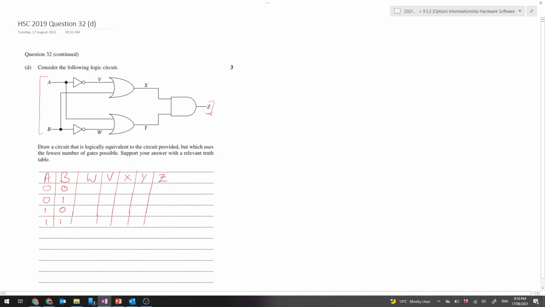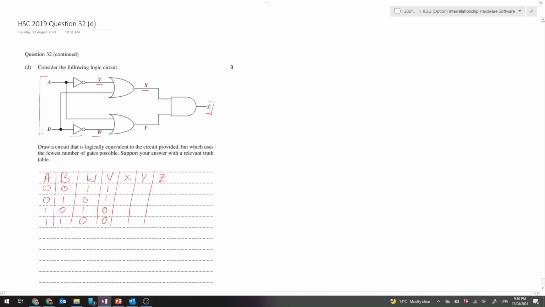So let's start with W, our next column along. And W is inverted from B. So we're just going to take B and invert it. So 1, 0, 1, 0. So just invert B. We'll go to our next column, V. If we look at V, V is inverted A. So we'll invert A. So 1, 1, 0, 0.